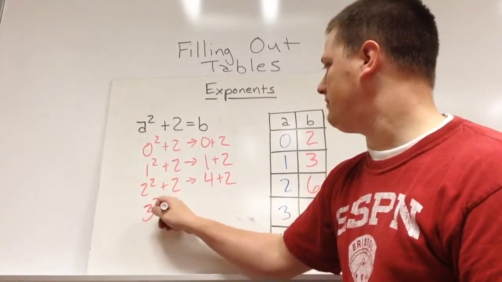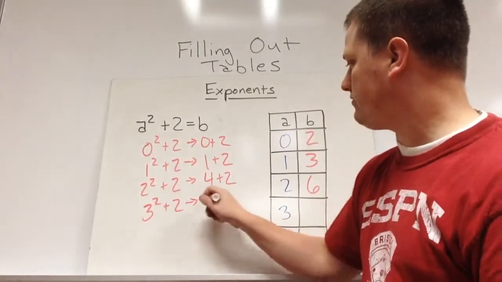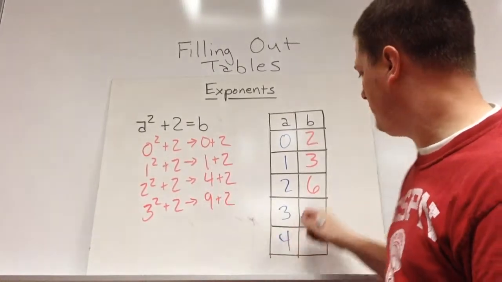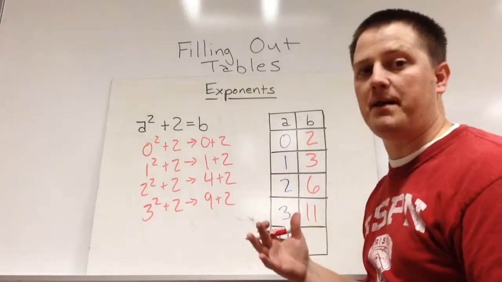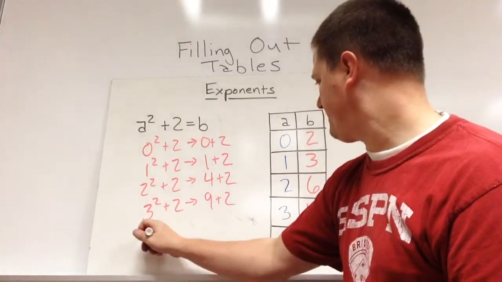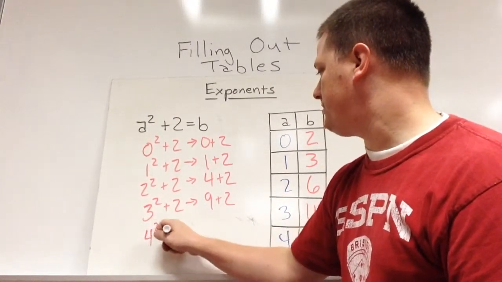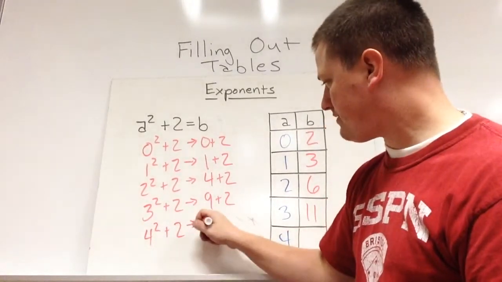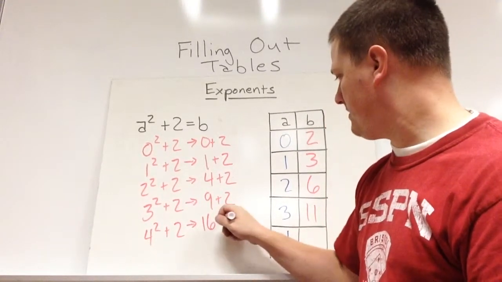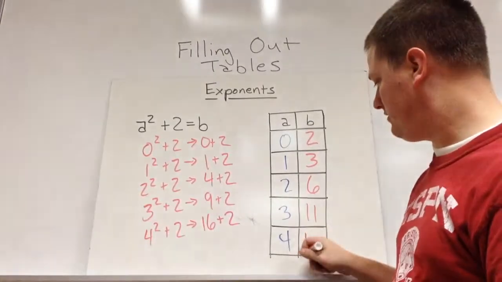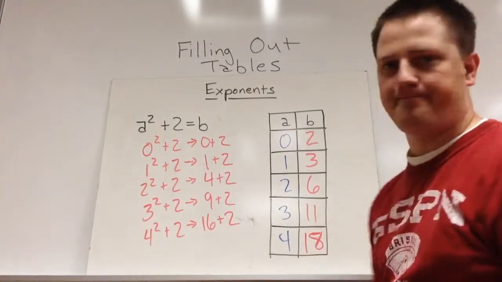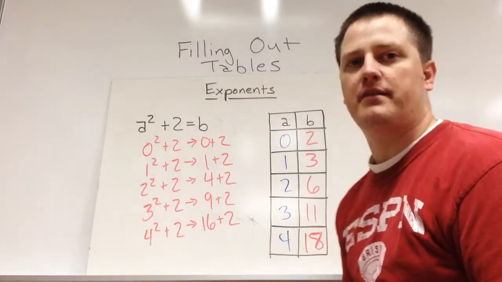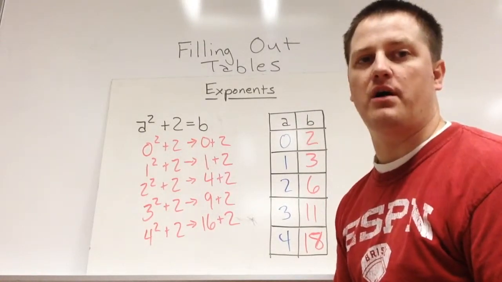3 squared plus 2. 3 squared is 9 plus 2 is 11. Up 1, up 3, up 5. Might be a pattern that you guys can see now. 4 squared plus 2 is 16 plus 2, which is 18 here.